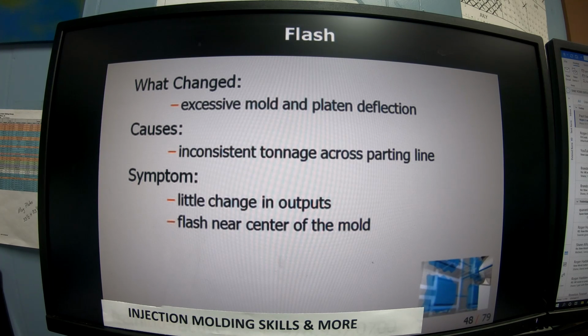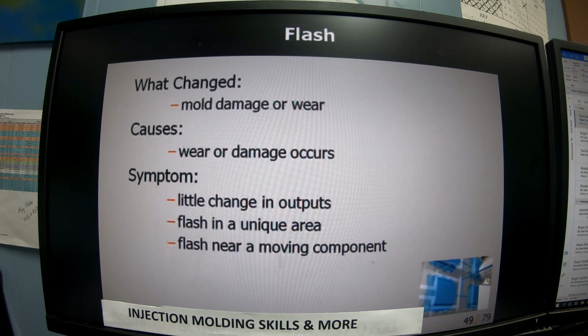If your mold or platen was deflecting, your process outputs would change little, as with a low clamp pressure. The big difference here is that deflection and flash is the most likely to occur in the center of the mold. If mold damage and wear happen to be the culprit, then you'd see flash in a particular spot in the mold. This would come up repeatedly. And this defect is most often the cause of when you're getting flash in a short shot.